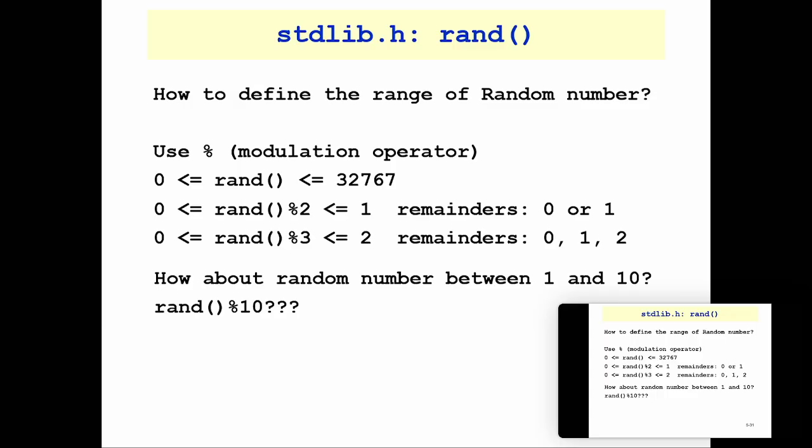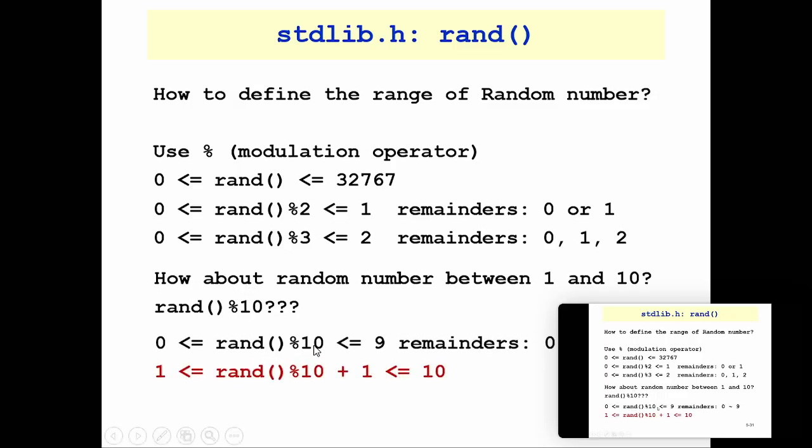Then how can you make it between 1 and 10? % 11? So now you have 0 to 9. Then you want to have 1 to 10. Just one shift of the whole range. So rand % 10 is between 0 and 9. Possible numbers are from 0 to 9. Now, add 1. Add 1, then the range will be shifted to between 1 and 10.